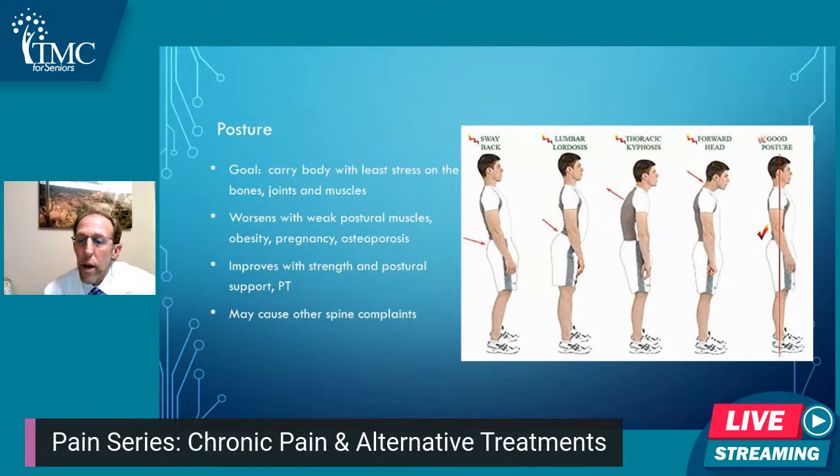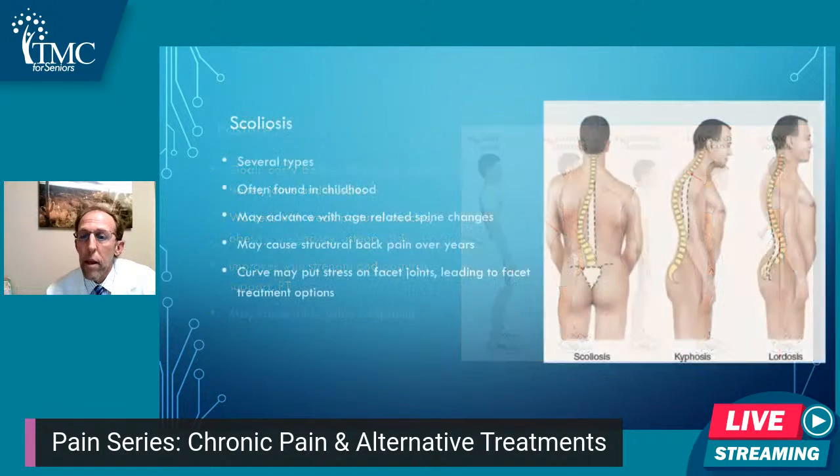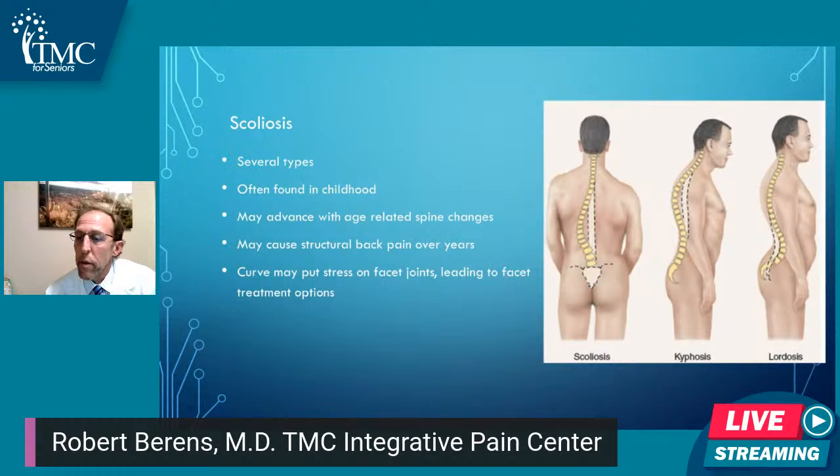So we try and improve this with physical therapy again. We often see that obesity, pregnancy, osteoporosis, or bone density changes can make this worse. And our goal is to support the spine and provide as much improvement as we can with the available bone structure that we have. Scoliosis, as we talked about, may advance as we age.